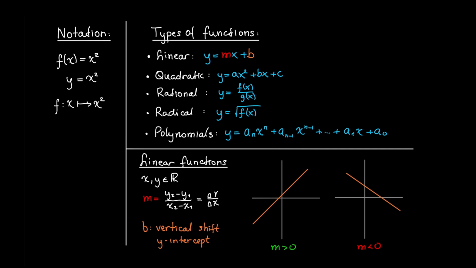Now, the letter b just represents the vertical shift from the origin. Some others also like to call it the y-intercept. The y-intercept is simply where the graph crosses the y-axis. And of course, there also exists an x-intercept where the graph crosses the x-axis, and we find those by equating the function to 0.